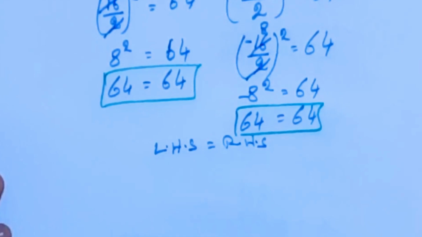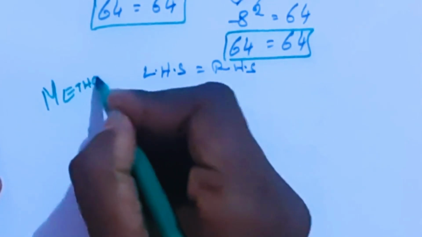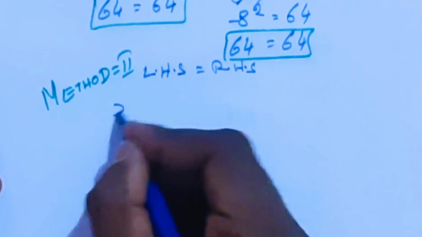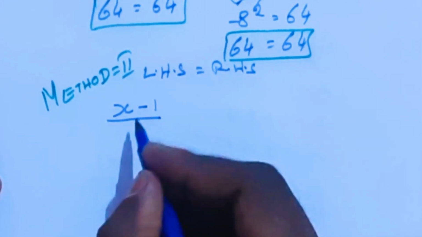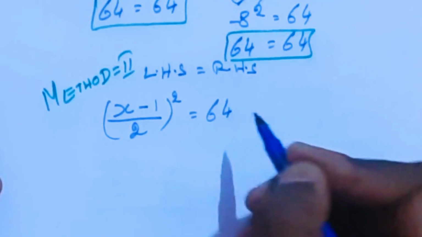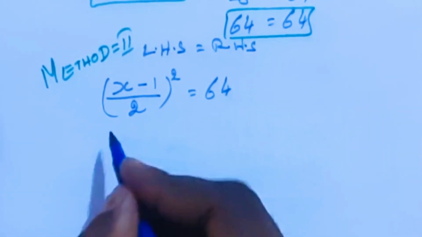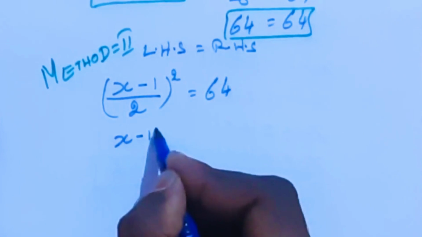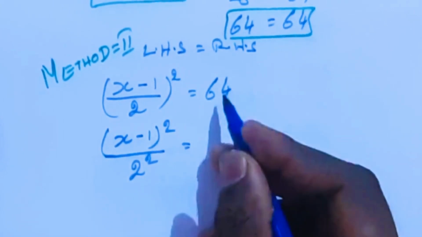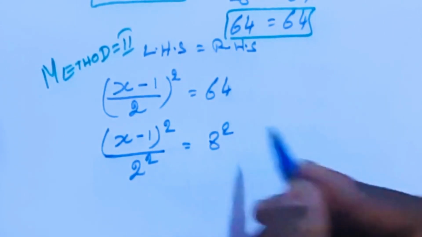So now we have verified. Now we are going to check the same in the second method. Method 2. The equation here is ((x − 1)/2)² = 64. Now this can be written as (x − 1)² by 2² equal to, this 64 can be written as 8².